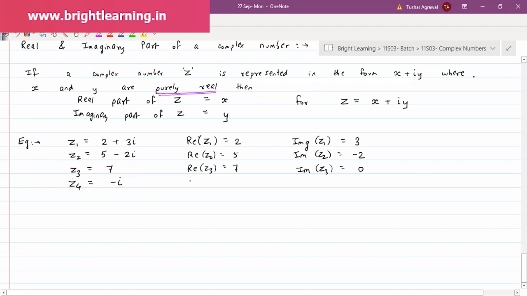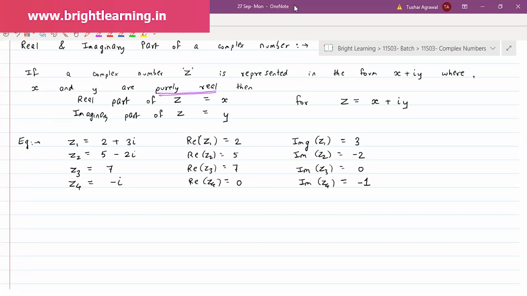Let's say Z4 is equal to minus I. Just that much, minus I. So can I say the real part of Z4? Minus I means 0 plus minus I, so the real part is 0, and the imaginary part of Z4 is minus 1. Don't say that the imaginary part is minus; the imaginary part is minus 1. Clear up till now? No doubts?